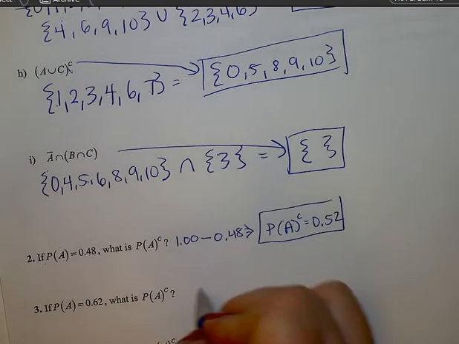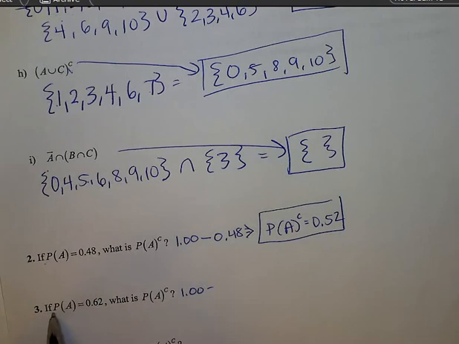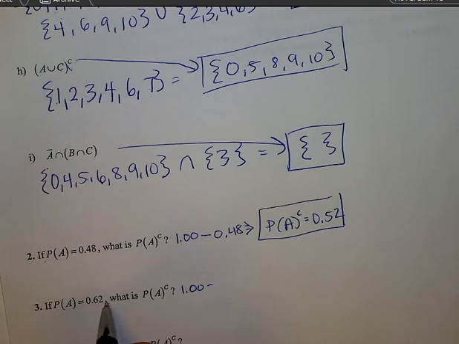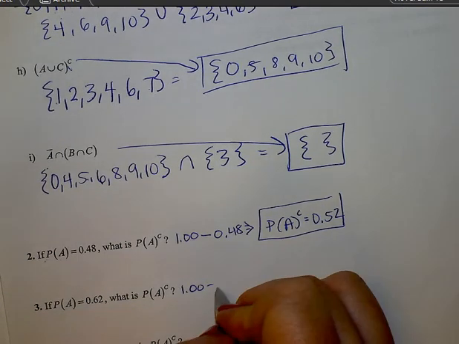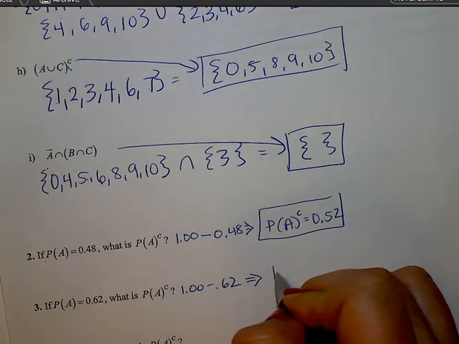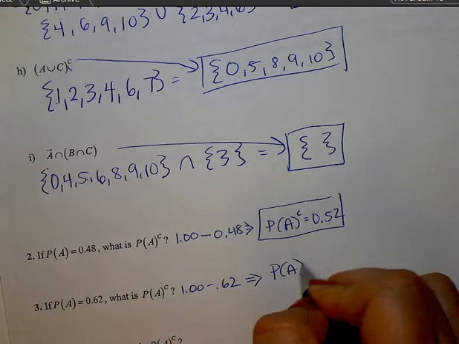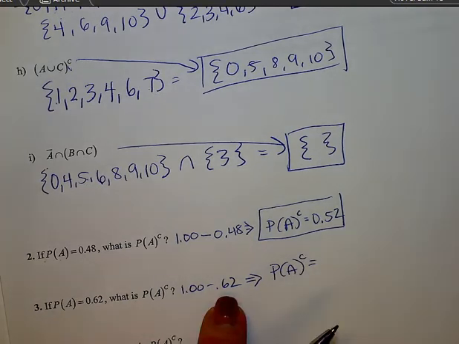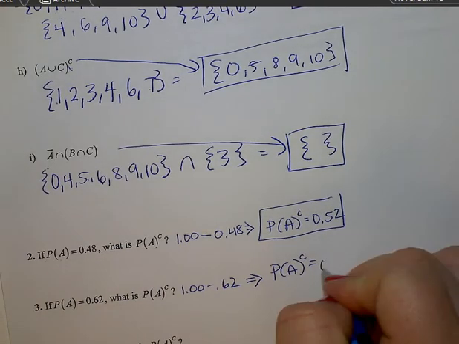All right, next one. The probability of event A happening is 0.62. We're going to subtract it from 1.0. Probability of A complement then would be 0.38.